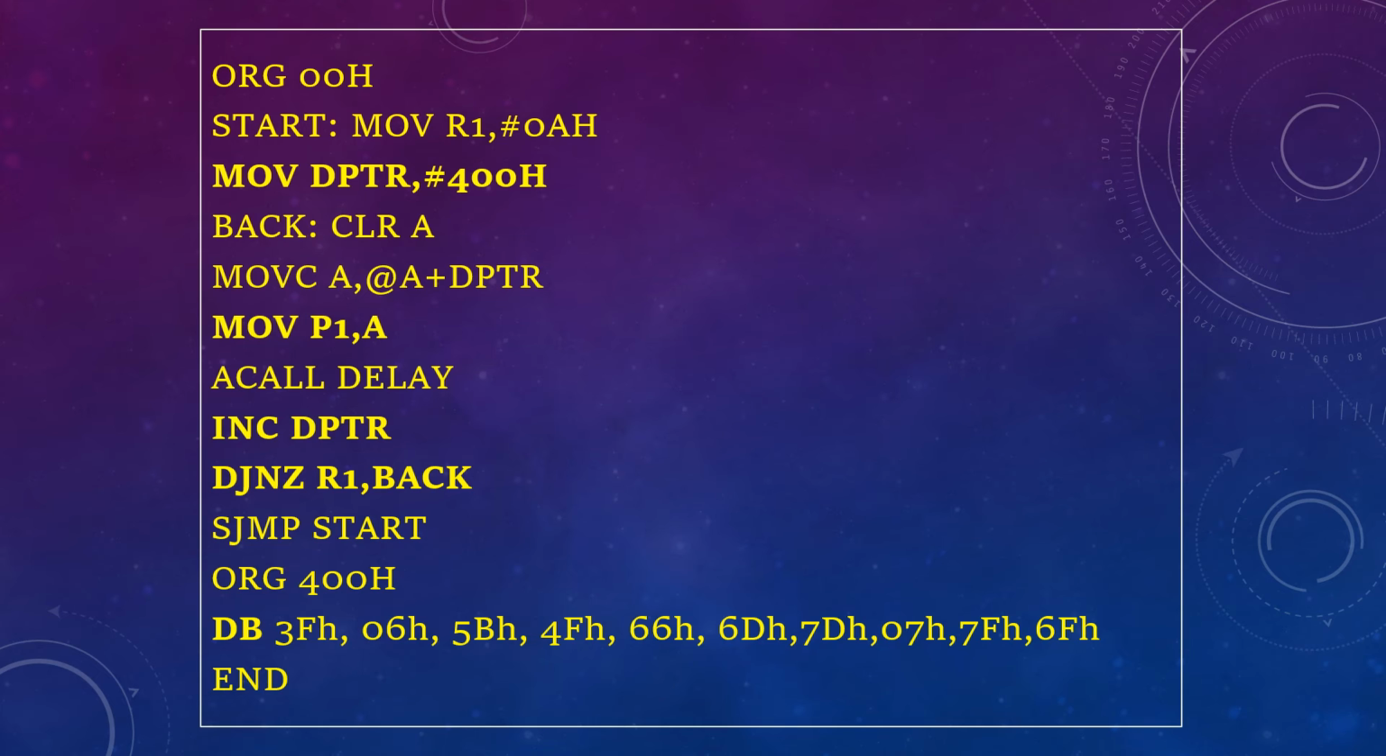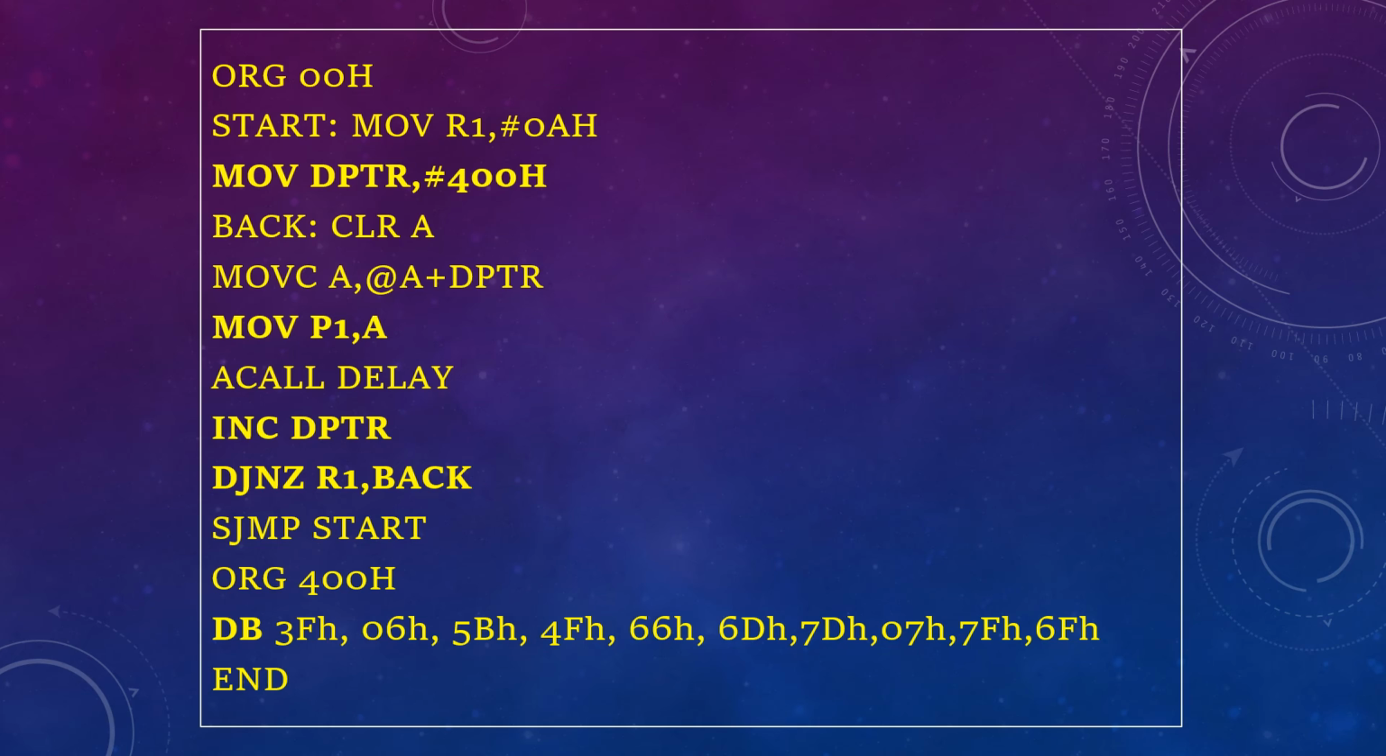Back to the beginning of the program: org 00H, start, MOV R1, #0AH. So the counter R1 is set so that it repeats 10 number of times. MOV DPTR, #400H. So the database starting address is loaded into the dptr. Then CLR A, MOVC A, @A+DPTR. So the first data stored at the address 400 will be loaded into the accumulator.